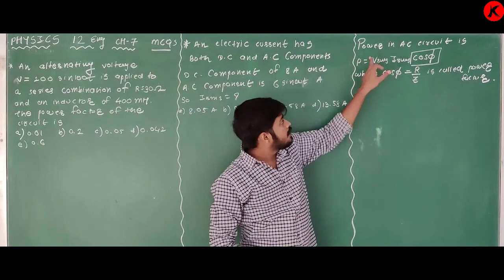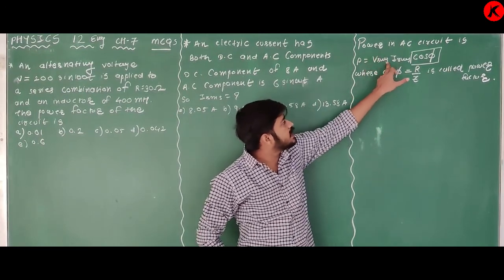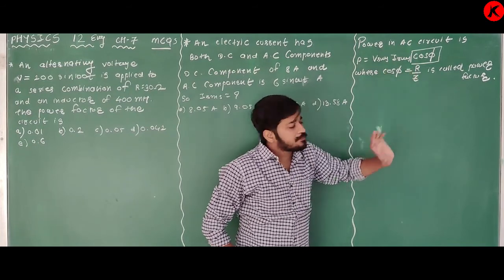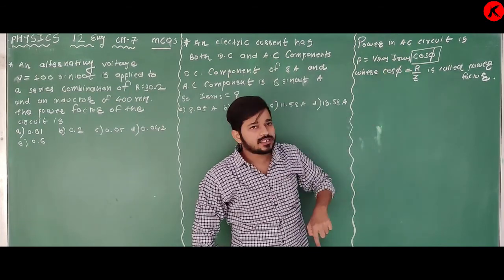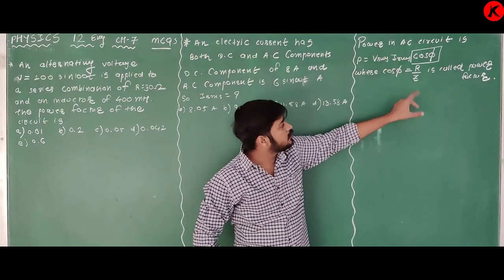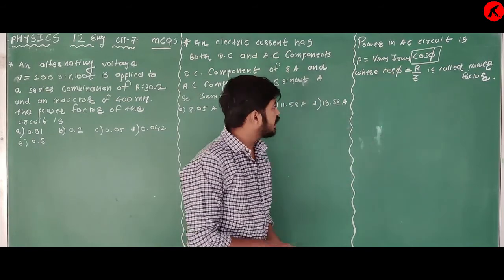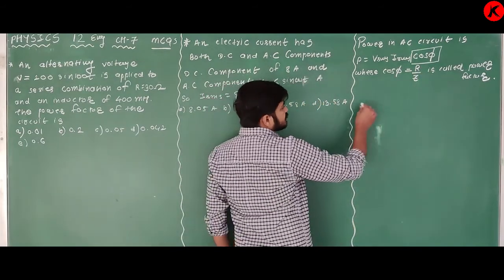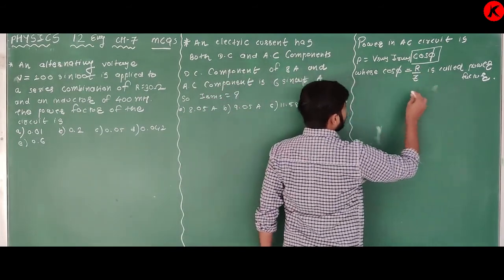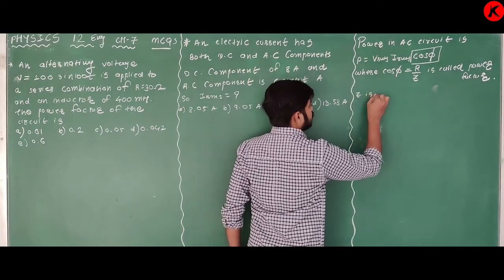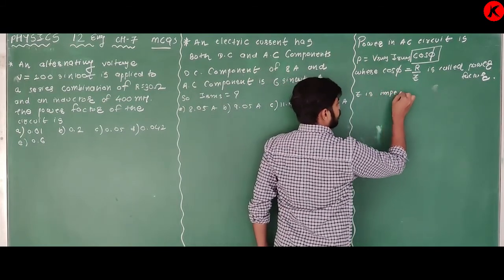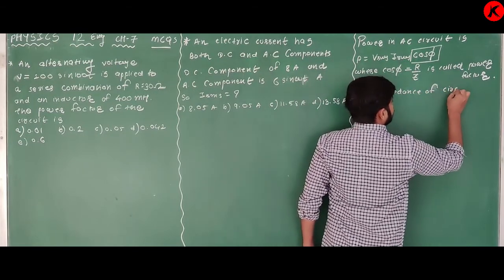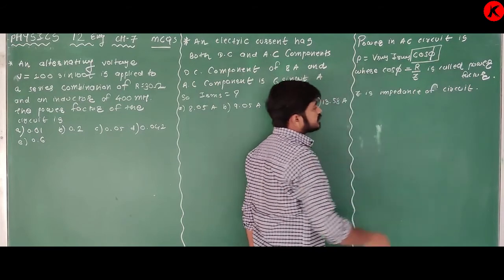So understand, power in AC circuit P is equal to Vrms Irms cos phi, where cos phi is equal to R upon Z is called power factor. Cos phi is equal to R upon Z. R means resistance. Z, what is Z? Z is impedance of the circuit.